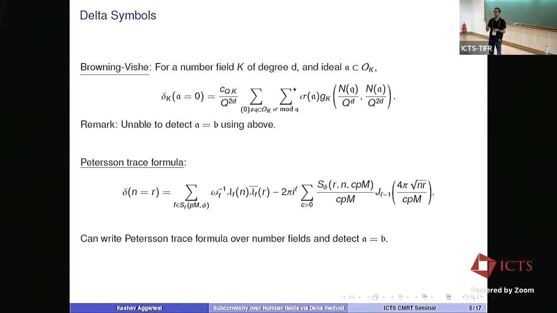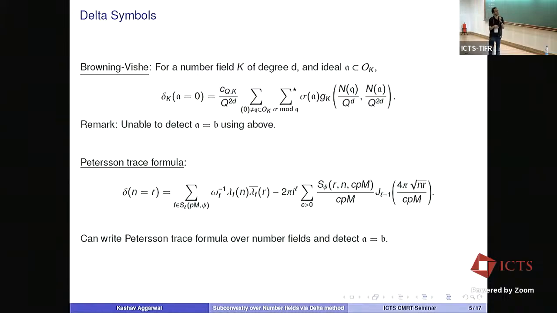Because when you write the L function over number fields, you're summing over ideals. And if you want to now break apart these oscillations, you would like to detect when two ideals are equal to each other. And I was not able to do that, but there's something that comes to save us, and that's the Petersson trace formula.